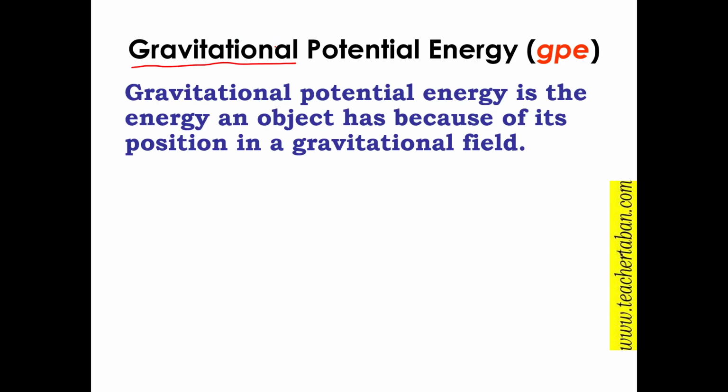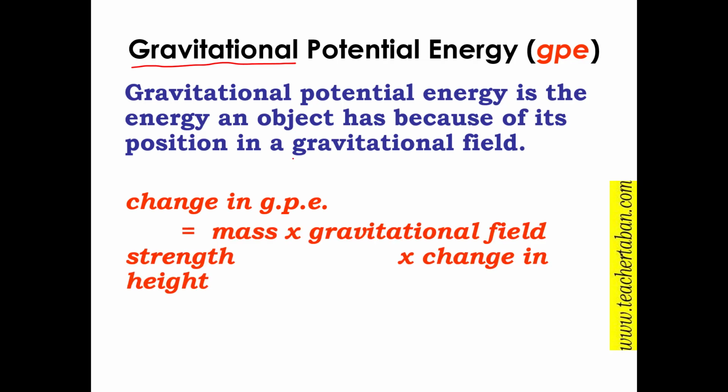So gravitational potential energy is the energy an object has because of its position in a uniform gravitational force field. And it is given by mass times gravitational field strength times the change in the height. In other words, it is mgh. That is the equation for gravitational potential energy.